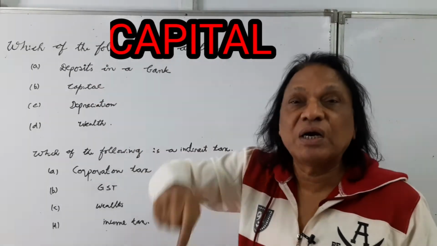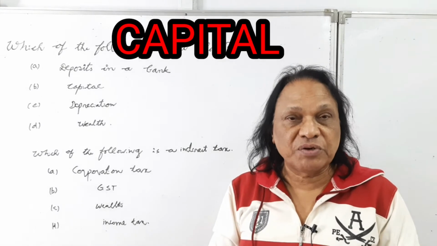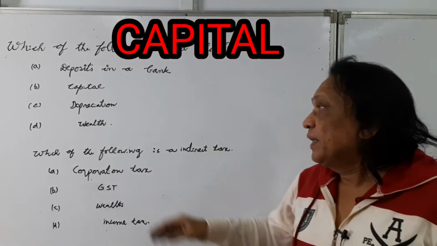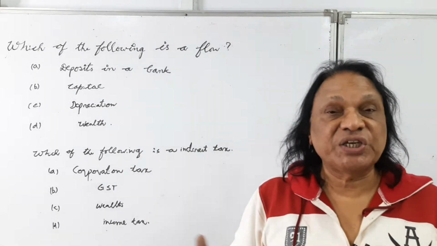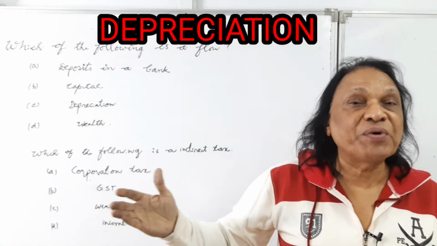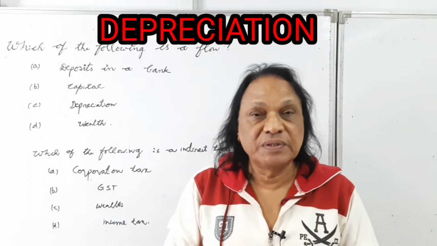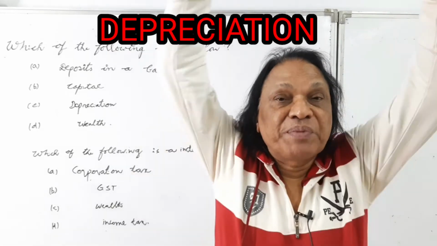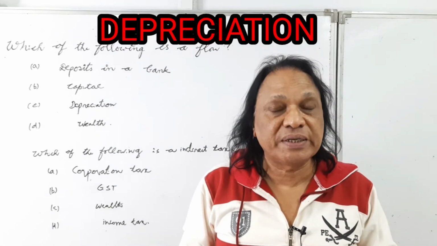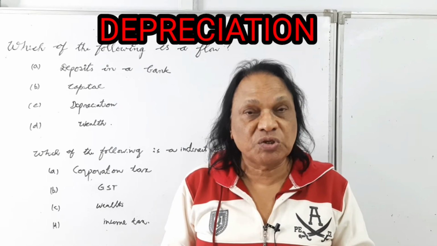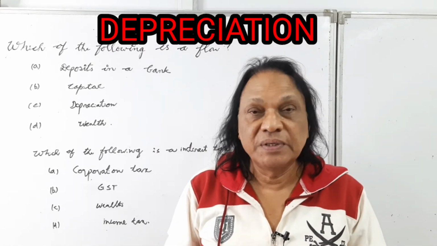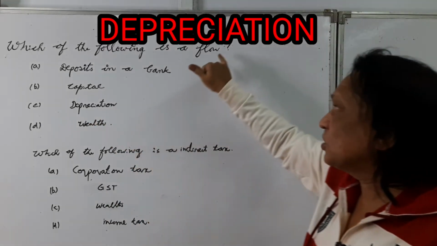Capital is a stock. How much capital you have at any particular point of time, that is also a stock concept. Depreciation, you measure it over a period of 1 year. Depreciation, you can't measure it at a point of time. You can't say how much is depreciation at 10 o'clock in the morning, how much is depreciation at 6 o'clock in the evening. You have to measure it over a period of time. So that is a flow concept.